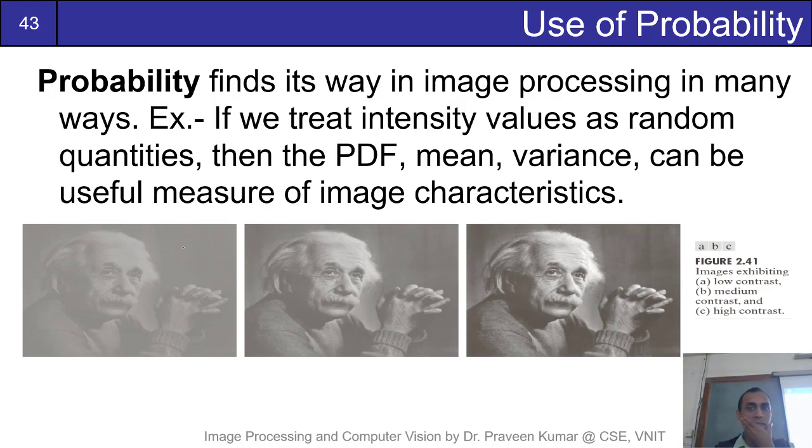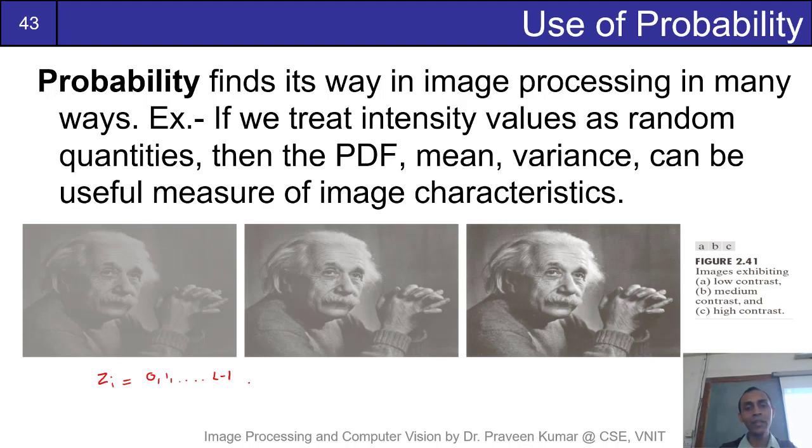Basically, we can treat our intensity values as random quantities, because these values can range, depending on our intensity distribution, from 0, 1 up to L minus 1 level. If we denote this as a random variable Zi, then the value of any pixel can take a value from 0 to L minus 1.